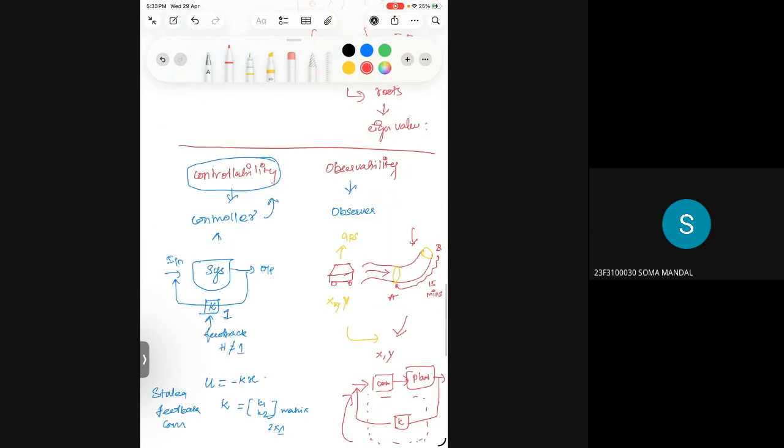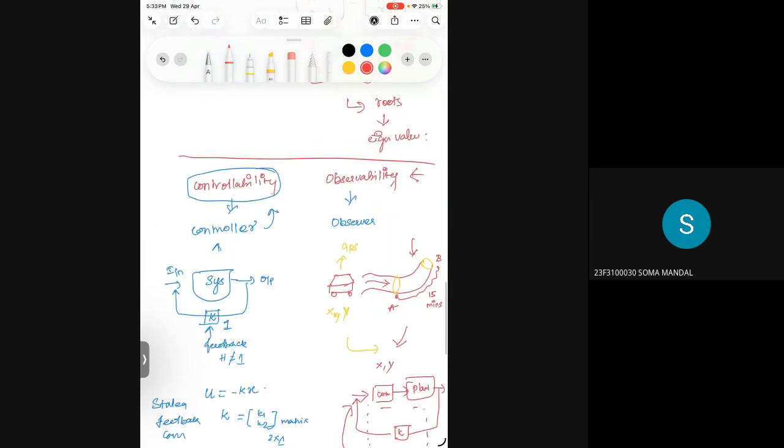So the observability matrix tells whether the system is observable or not in the first place. If the system is observable, then you can design an observer. If the system is controllable, then you can design a controller. Clear?